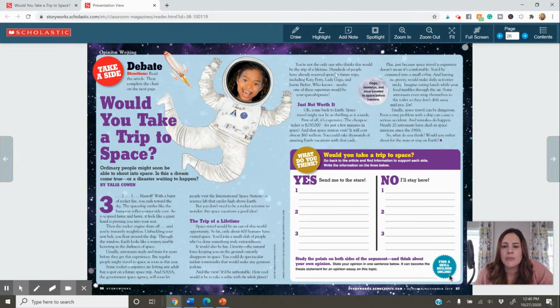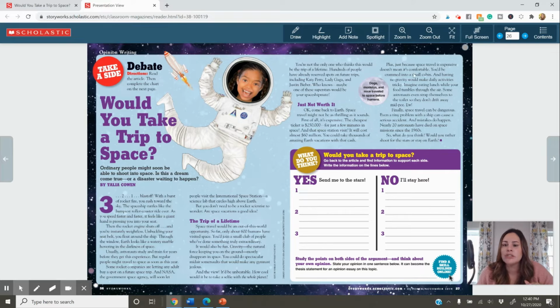And it even says up here, hundreds of people have already reserved spots on future trips, like Katy Perry, Lady Gaga, Justin Bieber. Just these reasons to convince you that yes, going to space would be so cool. And then the next part, and it's only this one page, so it's pretty short, gives you reasons why it's just not worth it. It's really expensive.